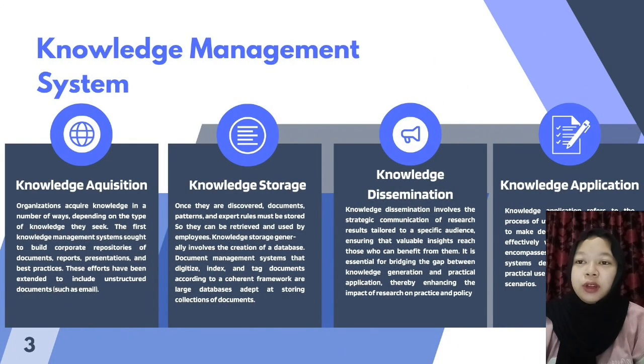Next, knowledge management has a system. The first system is knowledge acquisition. Organizations acquire knowledge in a number of ways depending on the type of knowledge they seek. The first knowledge management systems sought to build corporate repositories of documents, reports, presentations, and best practices. These efforts have been extended to include unstructured documents such as email.